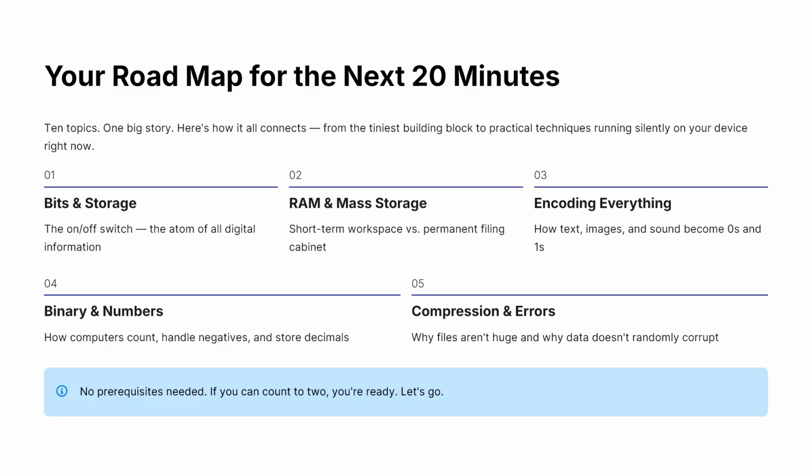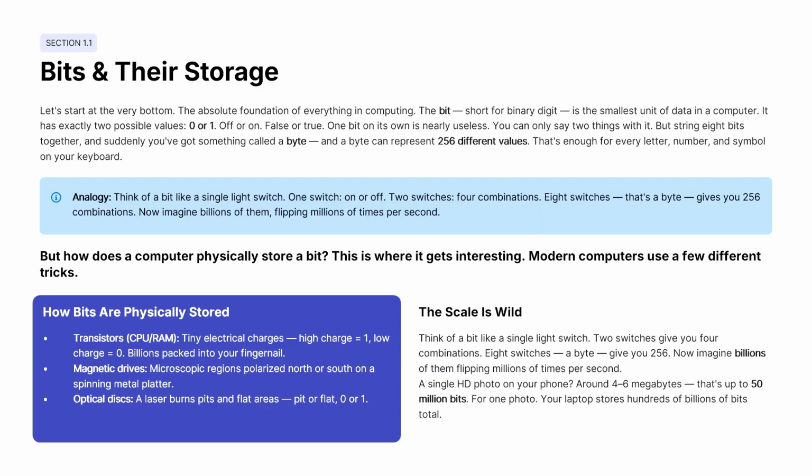Then we'll crack open the binary number system, see how computers handle whole numbers and decimals, and wrap up with 2 really practical topics: data compression, why your files aren't 10 times bigger, and error correction, why your data doesn't randomly corrupt. No prerequisites needed. If you can count to 2, you're ready. Let's go. Let's start at the very bottom.